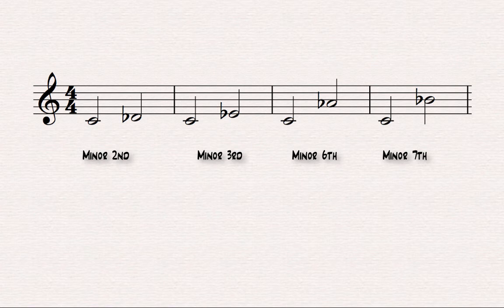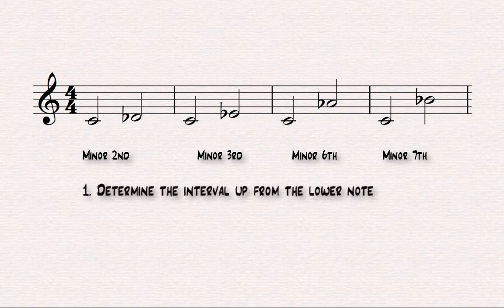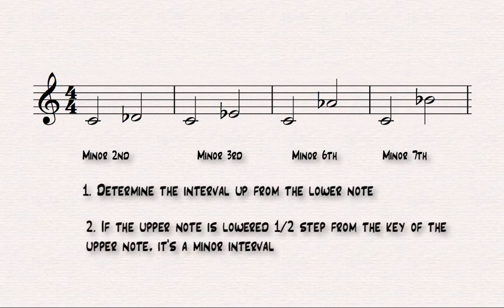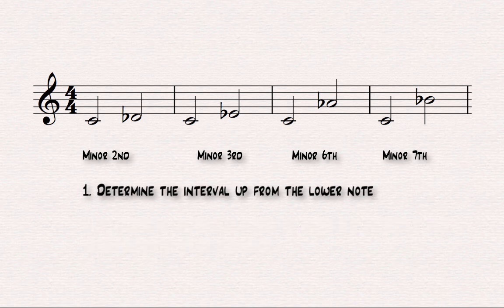So since the upper note is not in the key signature, and it's been lowered by half a step, again we count up from the lower note to figure the number, second, third, sixth, or seventh, and if it's lowered, then it's a minor interval. Minor second, minor third, minor sixth, and a minor seventh.